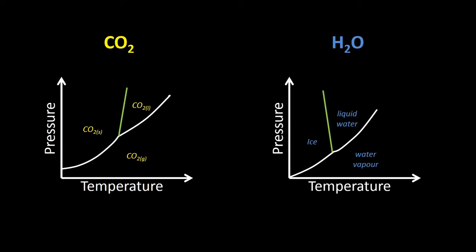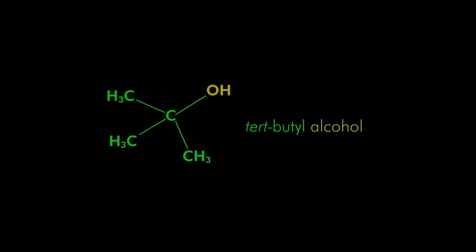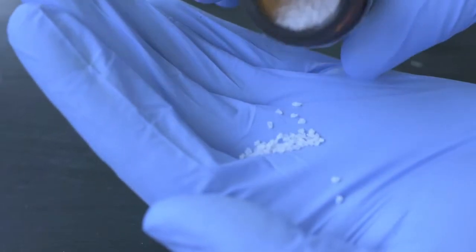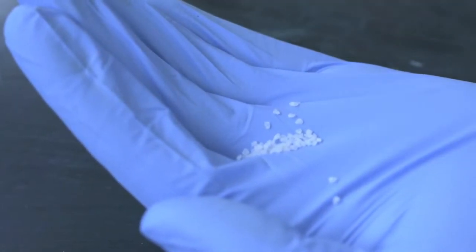In experiment 4, you will construct a phase diagram of tertiary butyl alcohol. When heating, use boiling chips or anti-bumping granules, which are small porous stones that allow even boiling. This is a sufficient amount.